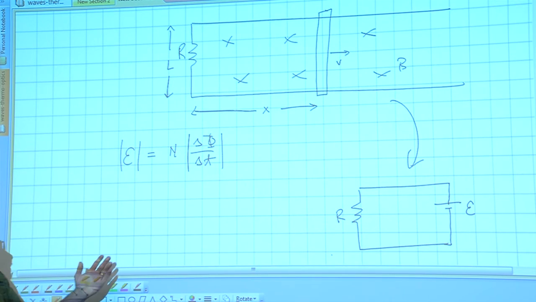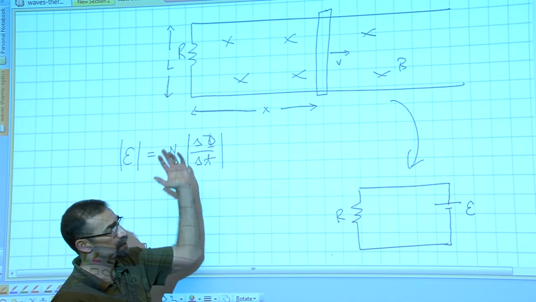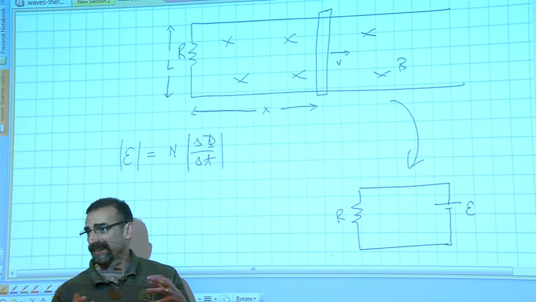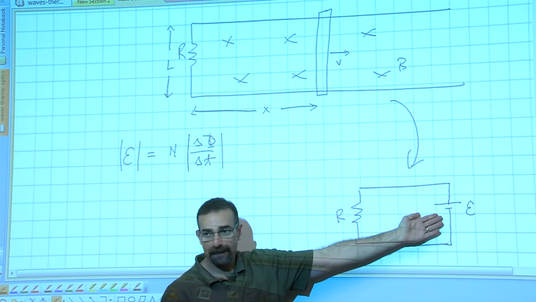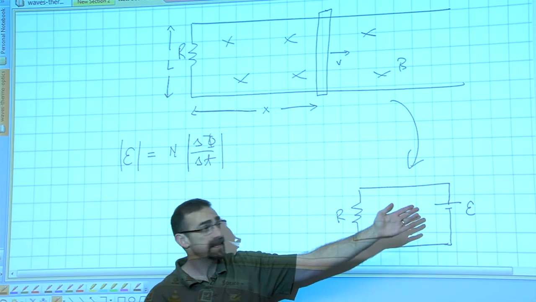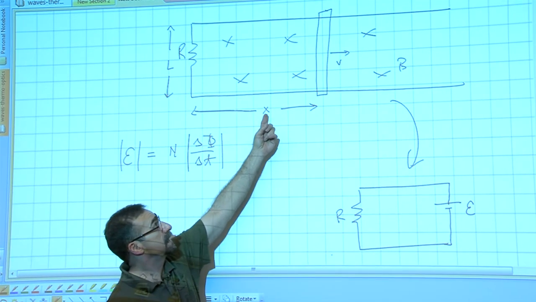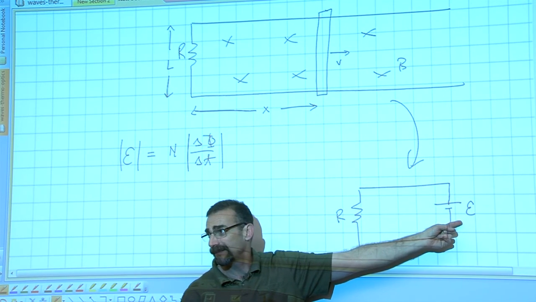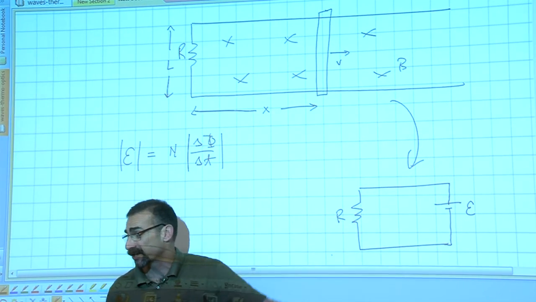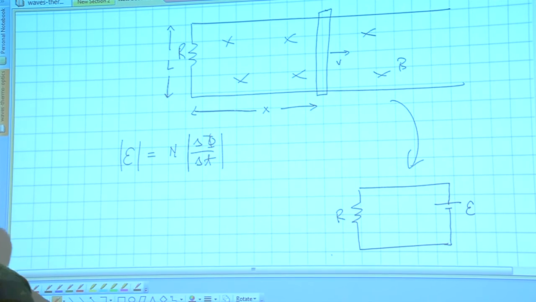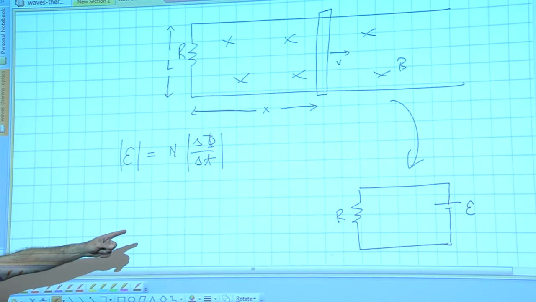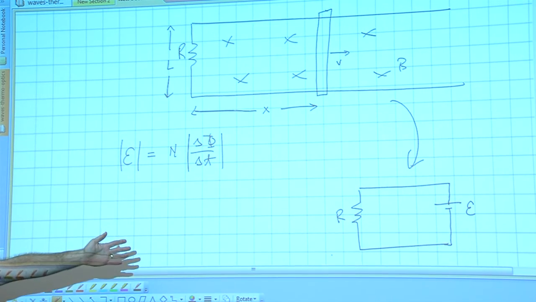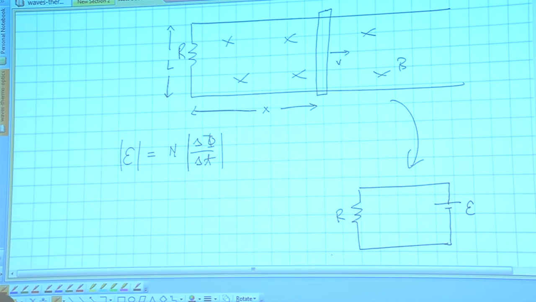Right, moving that bar to the right causes current to flow. It acts like a source of EMF, like a battery. So I'm saying this circuit is equivalent to that one if I get that value of EMF right. If I get the right value, I can make an equivalent circuit, and I know how to analyze a simple circuit like that, right? I can figure out what the current is. If I know the potential on the battery and the resistance, I can figure out what the current is. So let's look at this. N is 1.